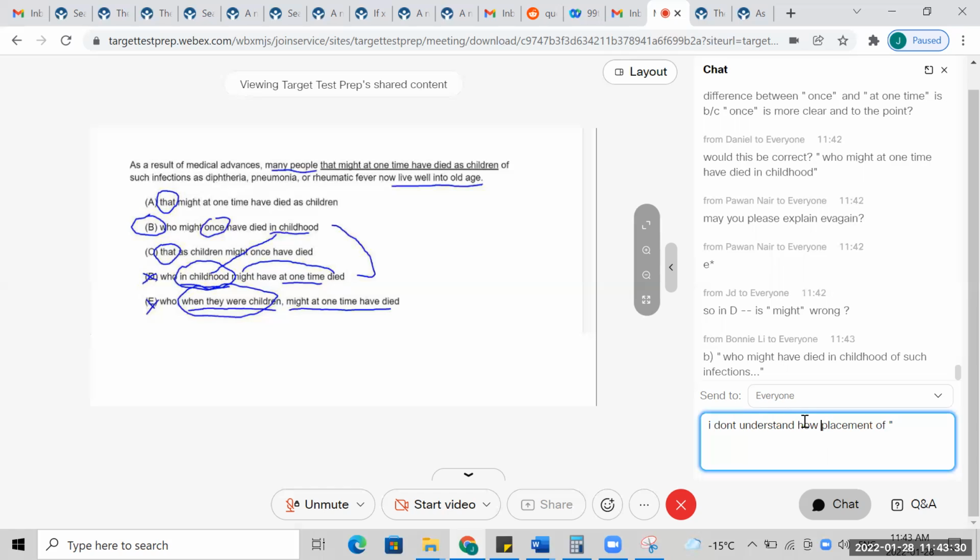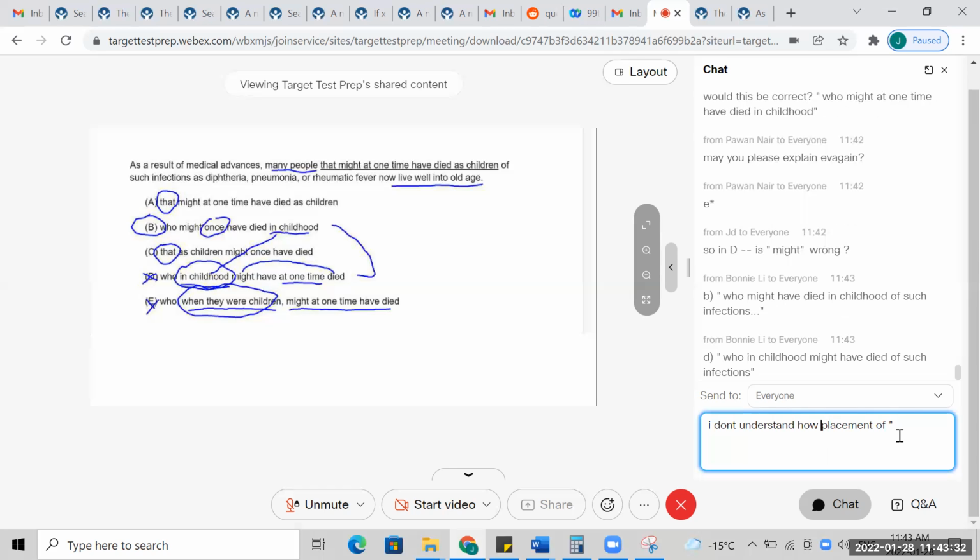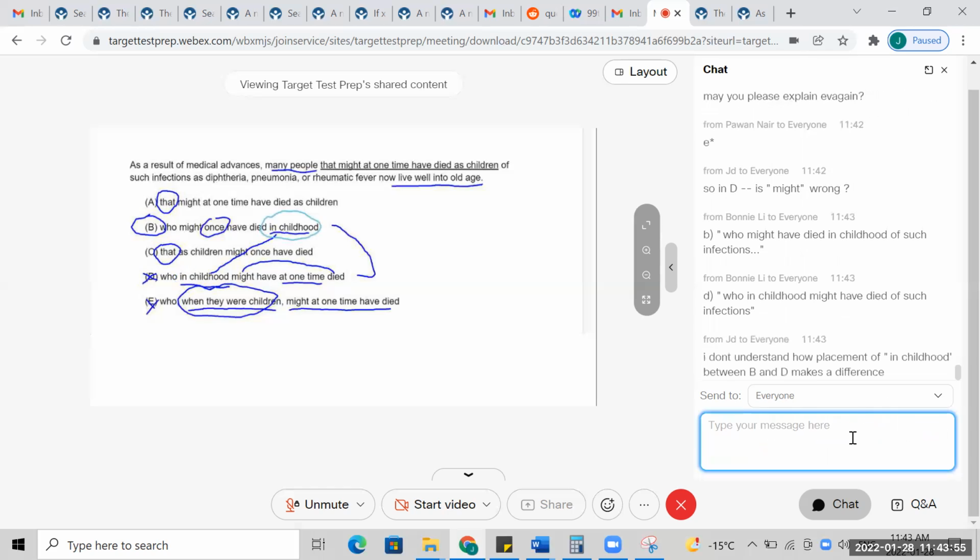Okay, so basically we looked at two things. We looked at, one, what conveys a point to be made, a logical meaning. And the other thing is we're partly doing that by just looking at where things move around. So just by moving in childhood from the beginning of D to the end here in B, we got a meaning that makes a lot more sense.